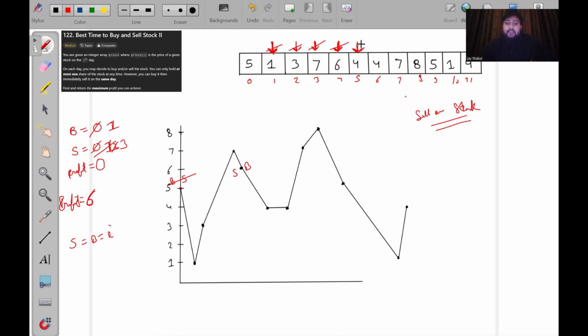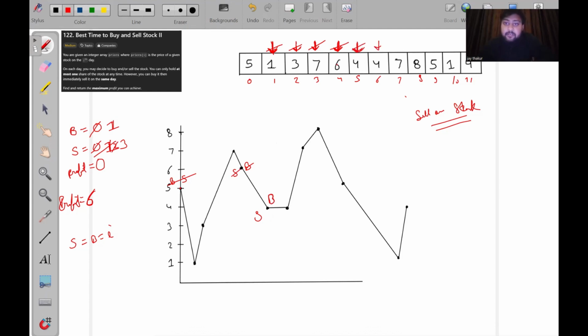Now again we will check whether the price on the current day is greater than the price on the previous day. No, prices are lesser. So we will simply increase both the pointers. And this I pointer will also get increased.